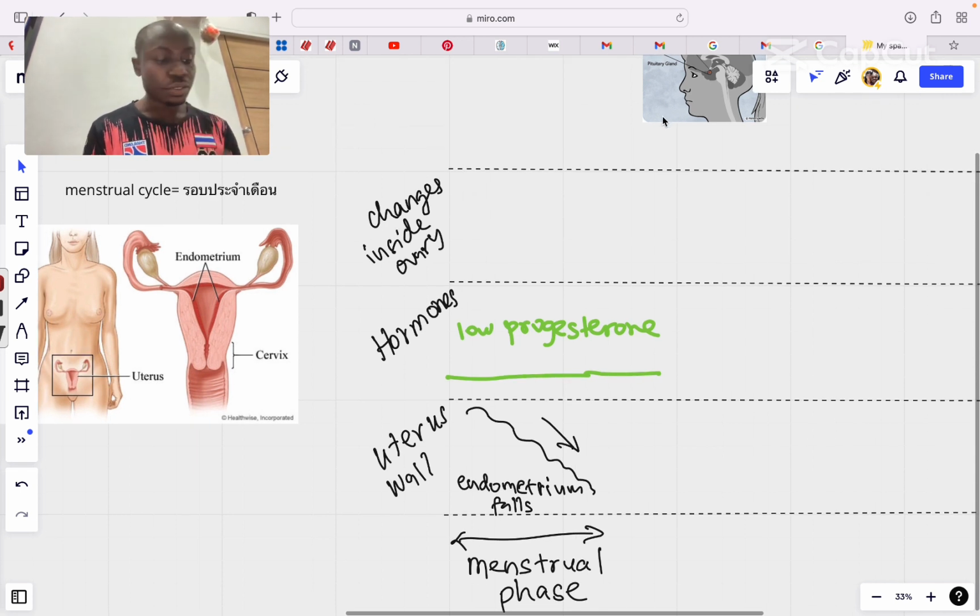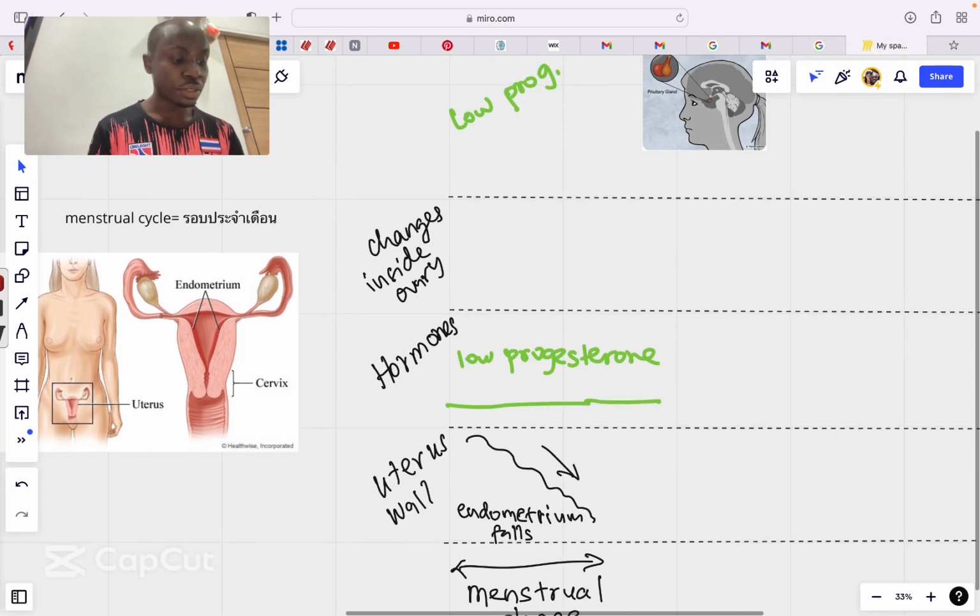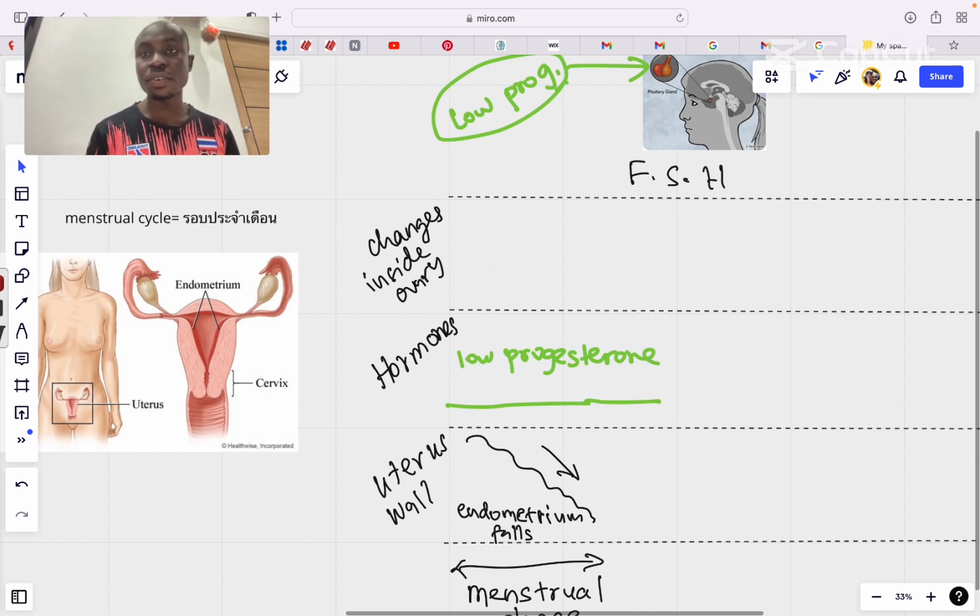Now, the low progesterone level is also going to send a message or a signal to the pituitary gland in the brain. To do what? To make a hormone we call FSH. What is the name of the hormone? FSH. And FSH stands for follicle stimulating hormone.